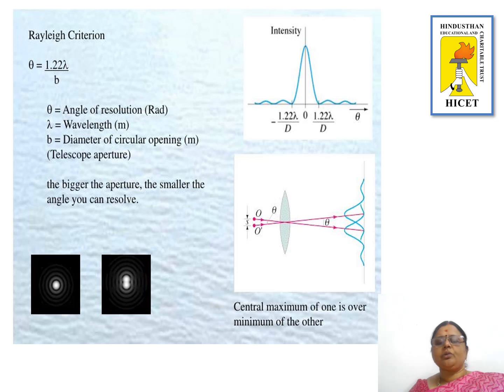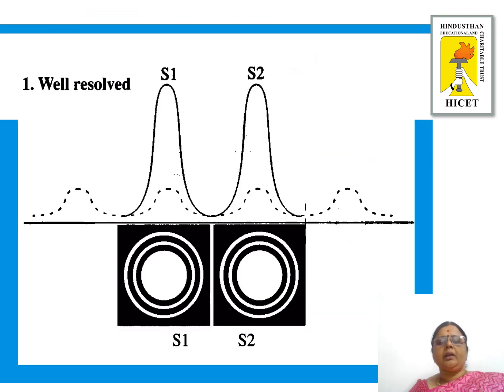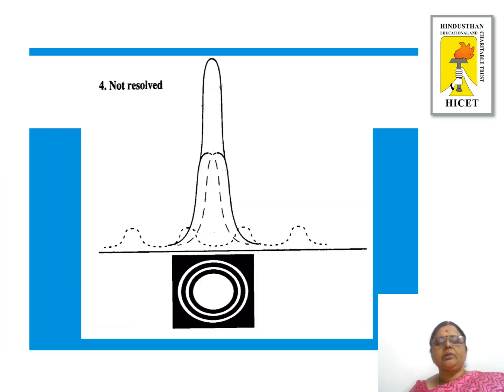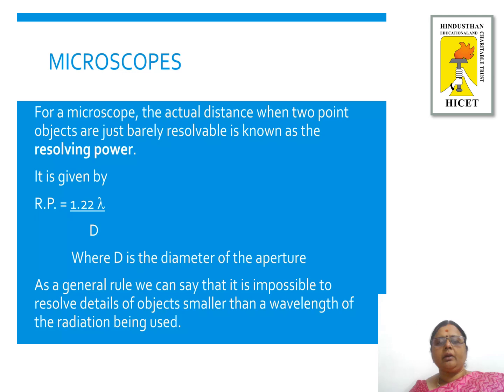This figure shows the explanation for the Rayleigh criterion, and the figures show the two sources, how they will be resolved or will not be resolved.